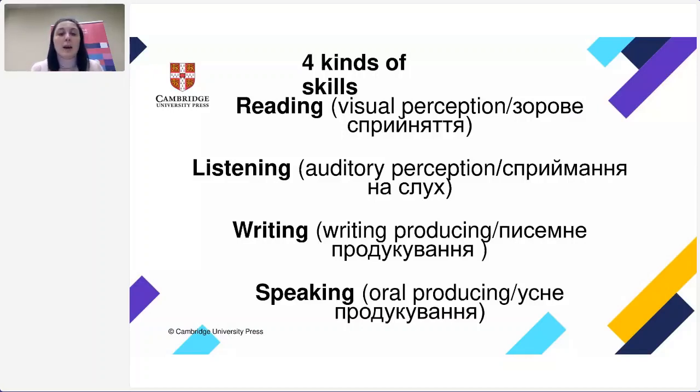Now, in brackets, I placed on this slide the new names of all of these competencies. Reading is now visual perception according to the New Ukrainian School, in Ukrainian зорове сприйняття. Listening is auditory perception. Writing is written production, and speaking is oral production.